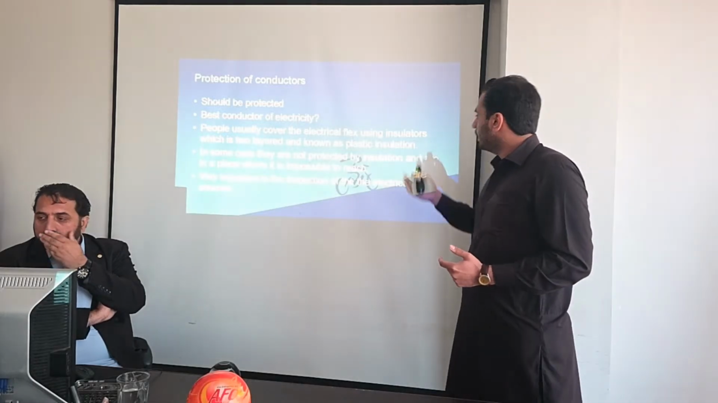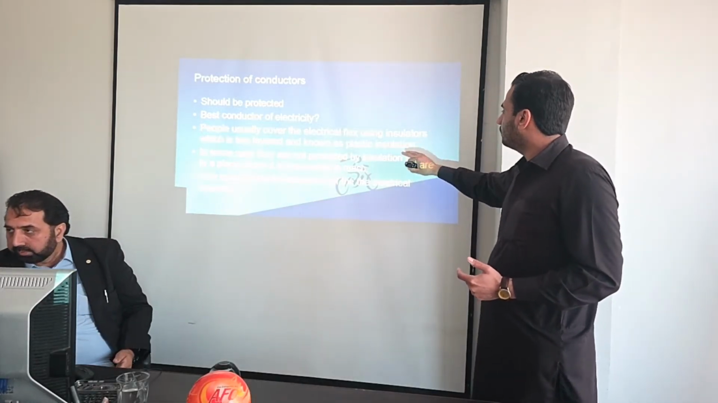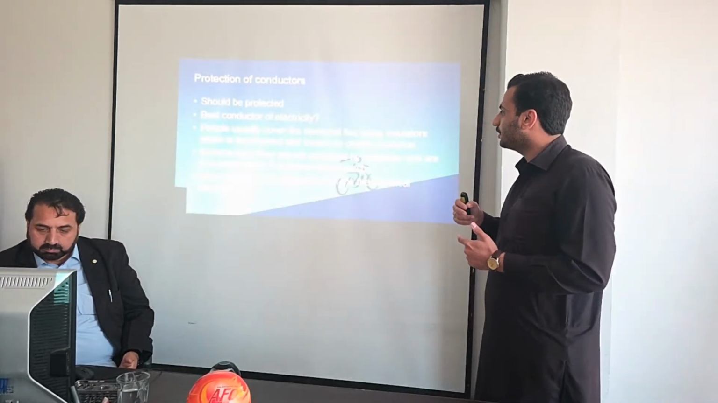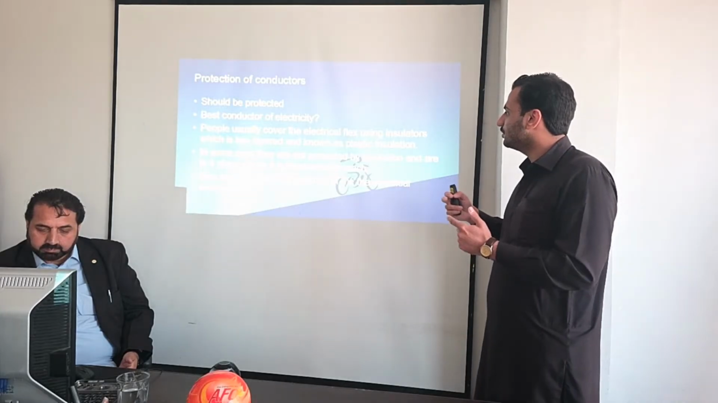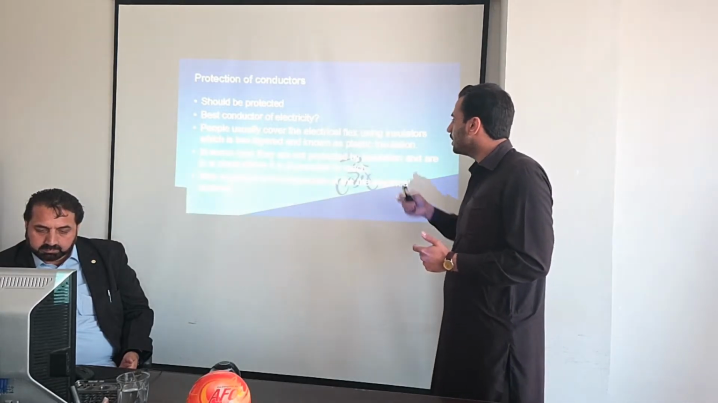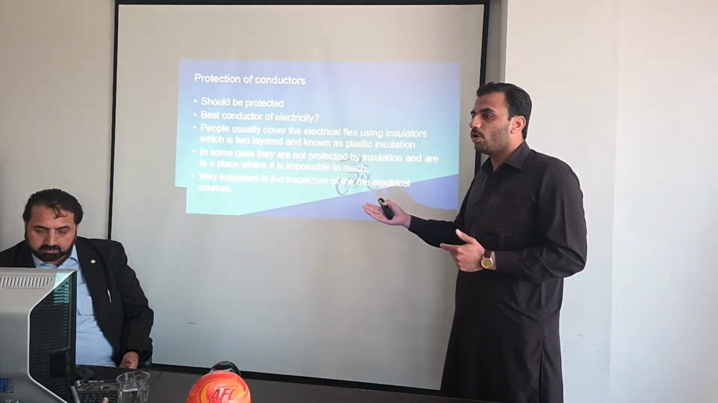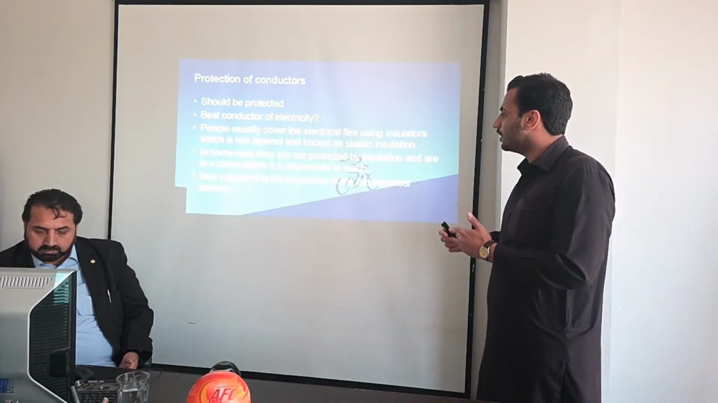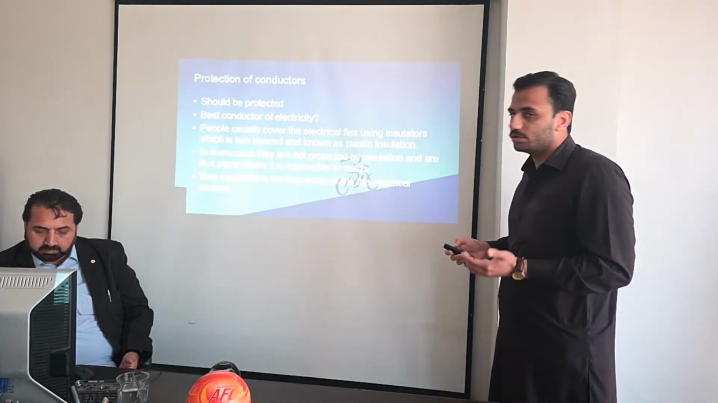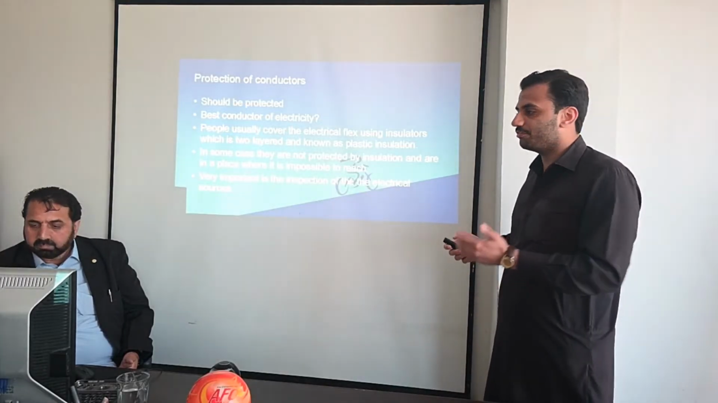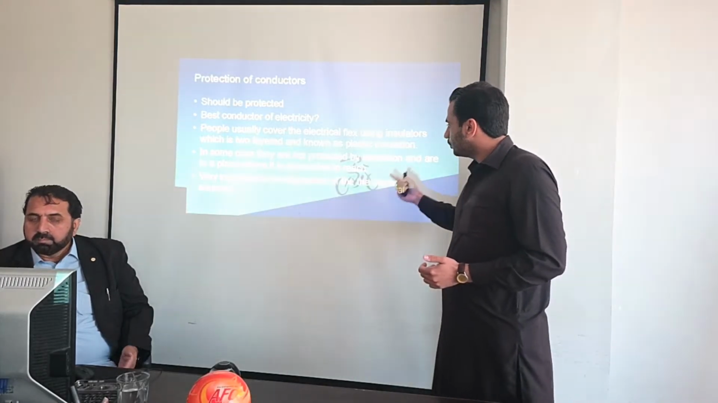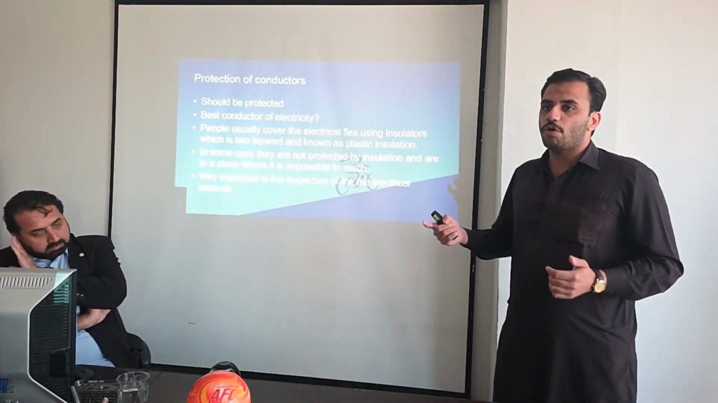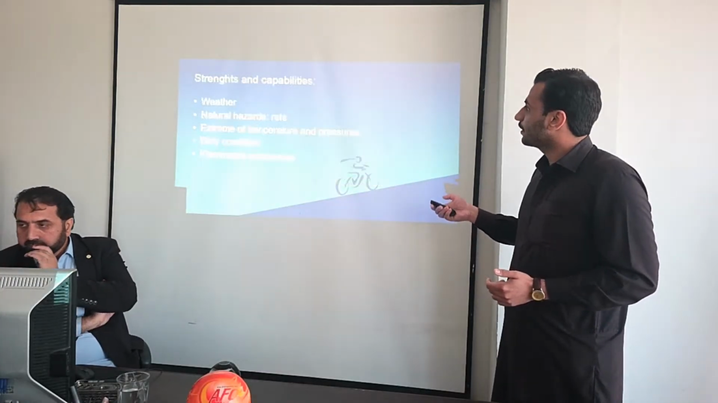Okay, so this is the definition of plastic insulation. The electrical flex uses insulators, which are layered, and this is known as plastic insulation. In some cases conductors are not protected because they carry high voltage, so they are placed where a person can't reach without authority, and we need permits to reach them if there is maintenance. And what is the most important point here? The most important point is the inspection and maintenance of all these electrical installations.